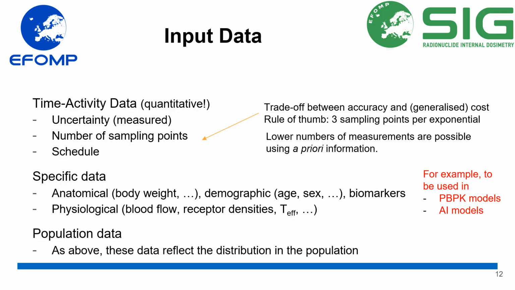Lower numbers of measurements are possible using a priori information. This prior information can consist of the population data already mentioned, but also of structural knowledge, like knowing already the number of exponentials needed in the fit function.